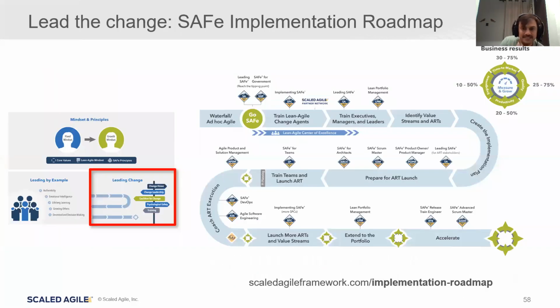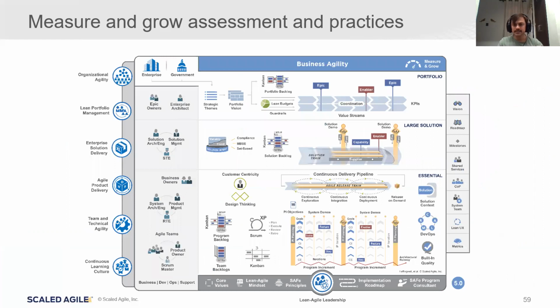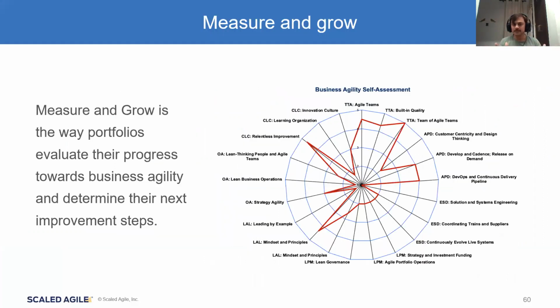Now, how do you go with SAFe? SAFe has a body of knowledge which talks about the SAFe implementation roadmap. So this is a nice thing which you can explore. And the idea here is that the business agility framework also gives you an assessment framework, which they call the Measure and Grow assessment, which primarily looks at these 7 competencies and 3 dimensions. So 7 multiplied by 3, 21 dimensions in total.